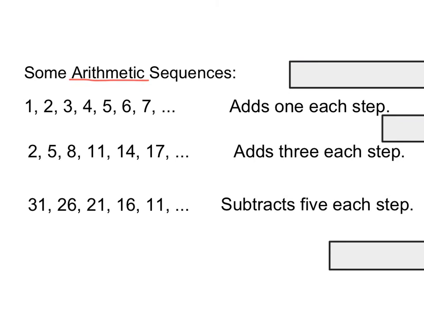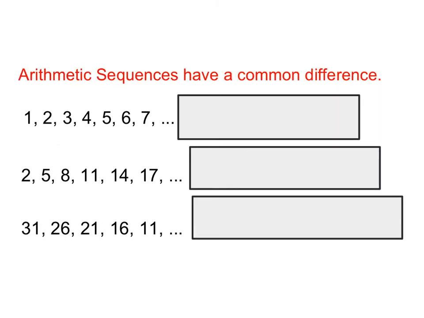All right. This is what I want you to write down. Arithmetic sequences have a common difference. So in your notes for arithmetic, I want you to define that as sequences that have a common difference. Another vocabulary word for these is they are linear. They're linear because every step they either grow or decrease at the same rate, right?